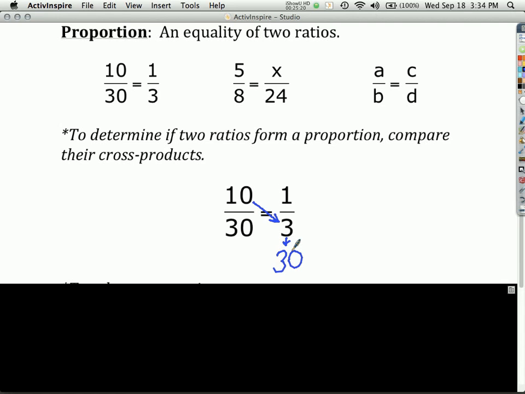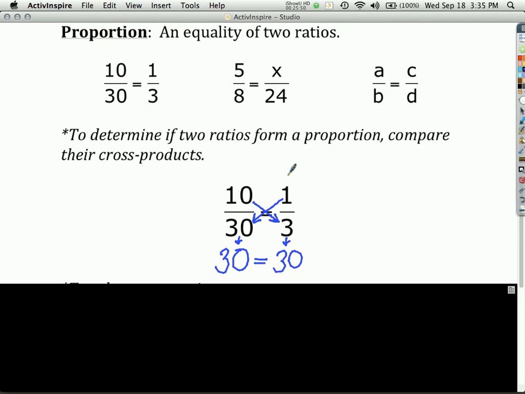That's one cross product. Now we need to find the other cross product, and that's the other diagonal. 1 times 30, and we're going to write its value right here. That is also 30. If both cross products are equal, then this is a proportion. So we just proved this is a proportional relationship again.